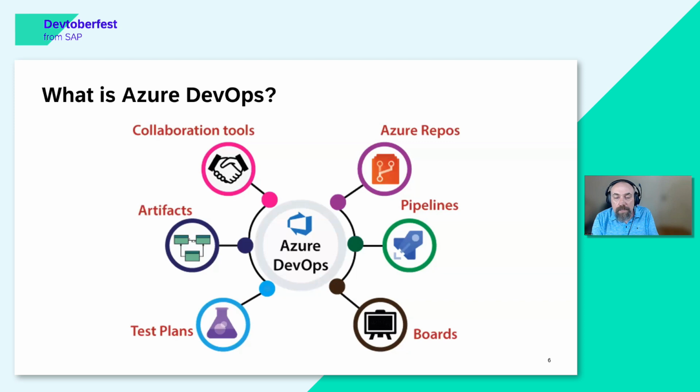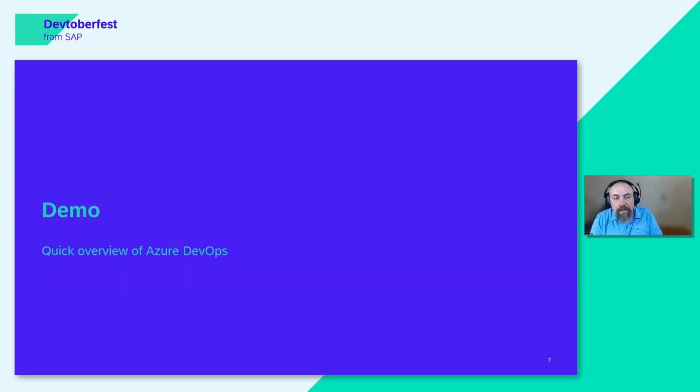Boards, job board, Kanban board, very similar to Jira, the ability to track work in progress from to-do to production. Pipelines is the continuous integration and continuous delivery, and that's the pipelines tool. And then last but not least is the Azure repos, which is the version control system, the Git repository built into Azure DevOps. So now, overview of Azure DevOps.